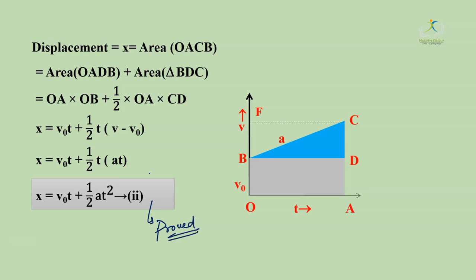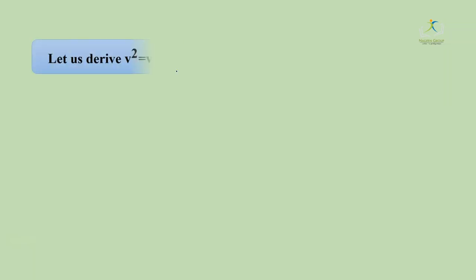This is the proof of the second equation of motion. The area of OADB is the area of a rectangle, and BDC is the area of a triangle. We know that the area of a rectangle is length into width, and the area of a triangle is half into base into height. So from here we have taken these terms. I hope you understand.